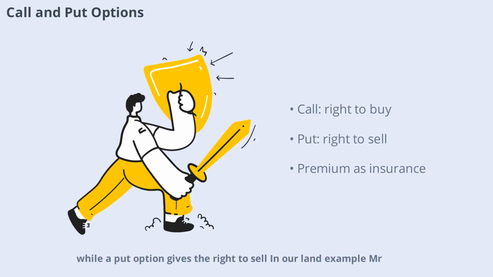In our land example, Mr. X holds a call option. In another scenario, buying car insurance is like buying a put option. You pay a premium for the right to claim compensation if your car is damaged. If nothing happens, the insurer keeps the premium. These examples show how options work in both financial and everyday contexts.